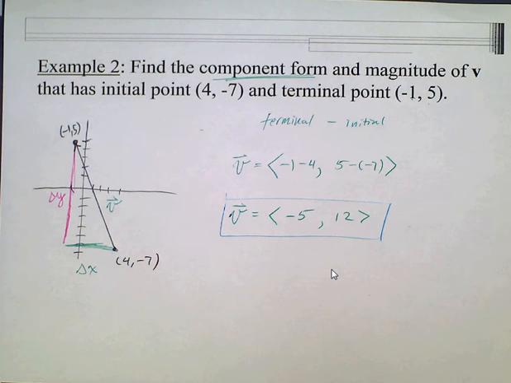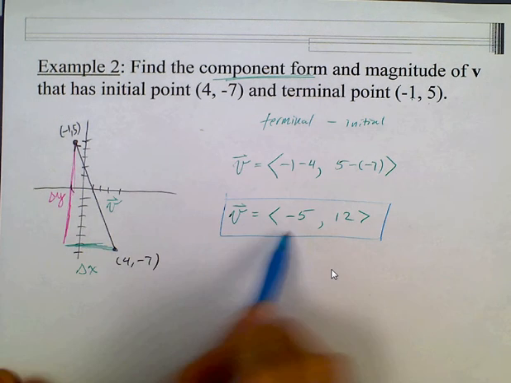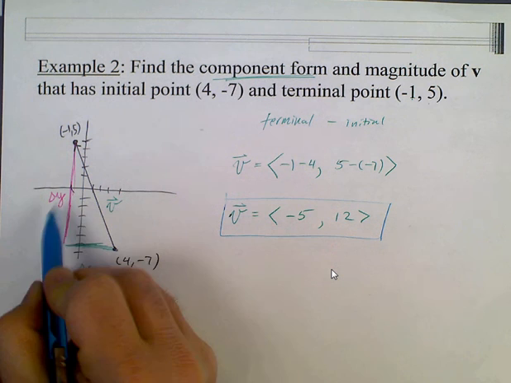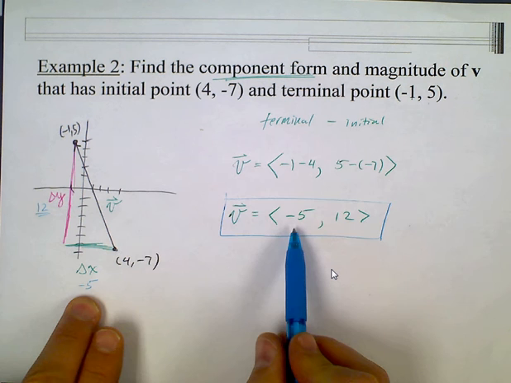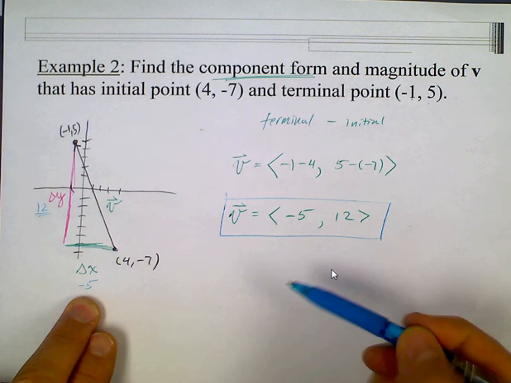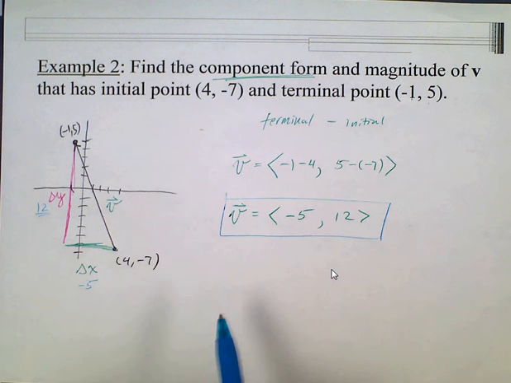And that is vector v in component form, and that describes the delta x of -5 units and the delta y of positive 12 units. So that actually gives it that direction. -5 means move to the left, positive 12 means move up. All right, so there is the component form.